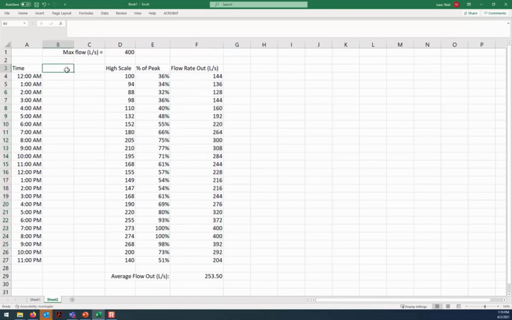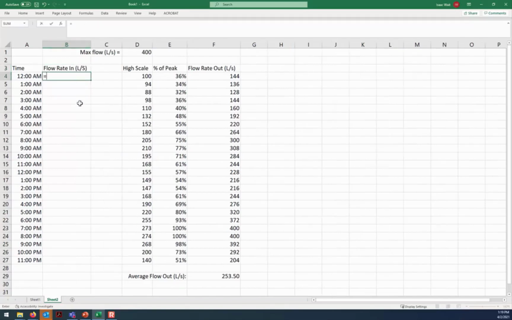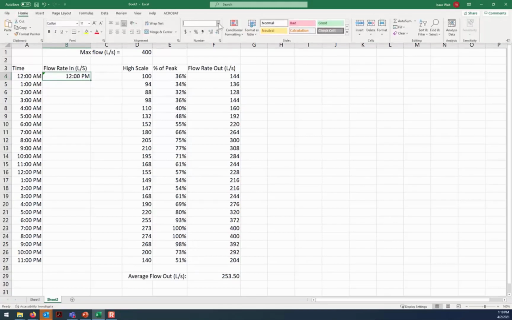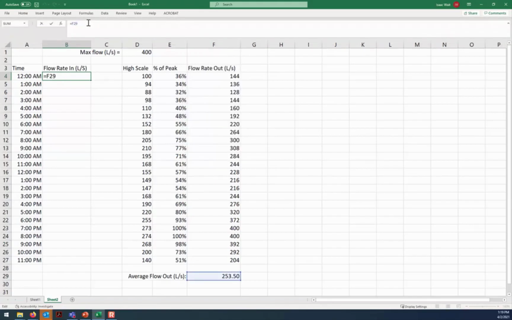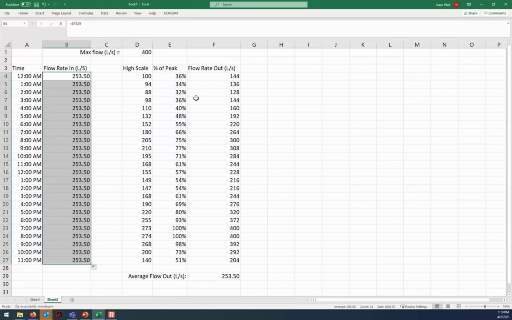So I'm going to say that the flow rate into the tank is this average flow out. So I'm going to set it equal to 253.5. Oh, and I've got it formatted as time, which I don't want. I need to format that as a number. Okay. And I'll anchor the reference so that I can drag this down, and it's always looking at the average flow out. So that's the flow rate in, and here's the flow rate out.